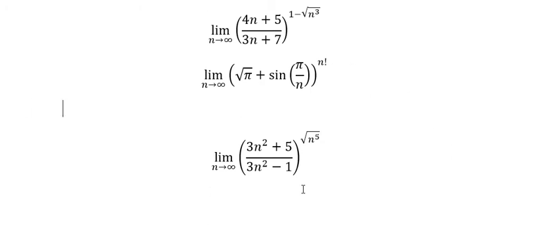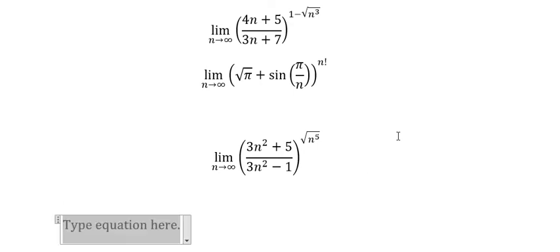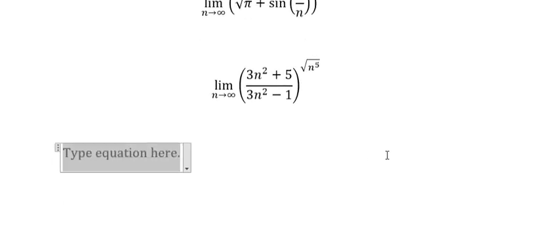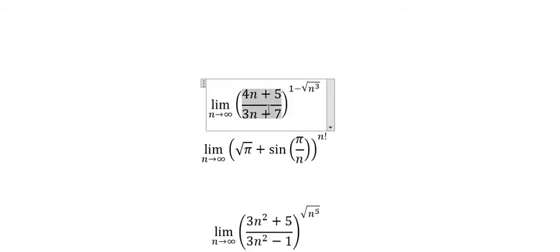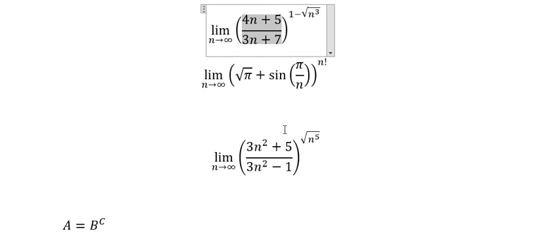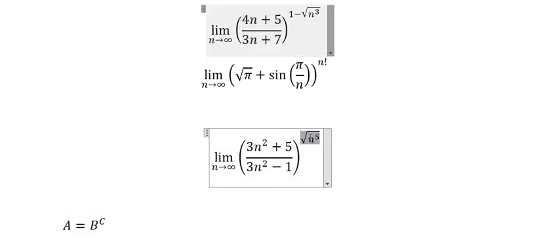We have the formula. So we say that capital A is about the function in here and we have b to the power of c. So just like b is inside the bracket and c is about the power, just like this.